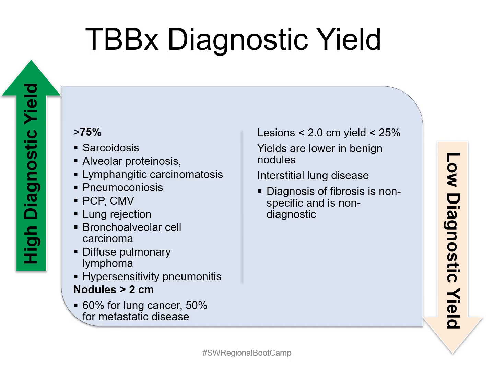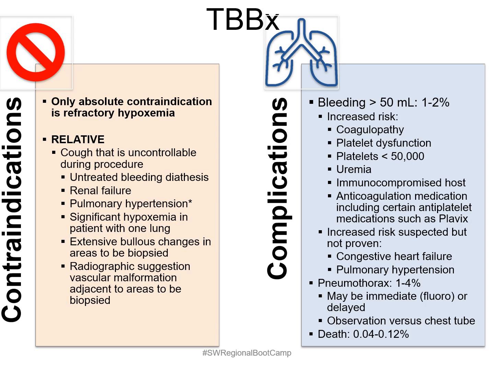In terms of contraindications for transbronchial biopsies, the same general contraindications for bronchoscopy still apply here. The only absolute contraindication is refractory hypoxemia. There are also some additional considerations that are relative contraindications for transbronchial biopsies specifically. These include uncontrollable cough, untreated bleeding diathesis, renal failure, pulmonary hypertension, significant hypoxemia in a patient with one lung, extensive bullous changes in the areas to be biopsied, or radiographic findings suggestive of a vascular malformation near the intended areas to be biopsied. Of note, the absolute pulmonary artery pressure above which the risk for transbronchial biopsy is prohibitive is not known.